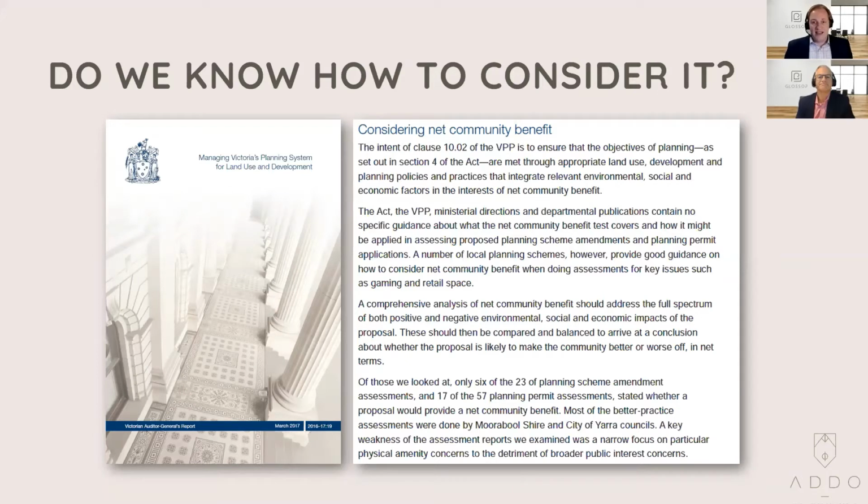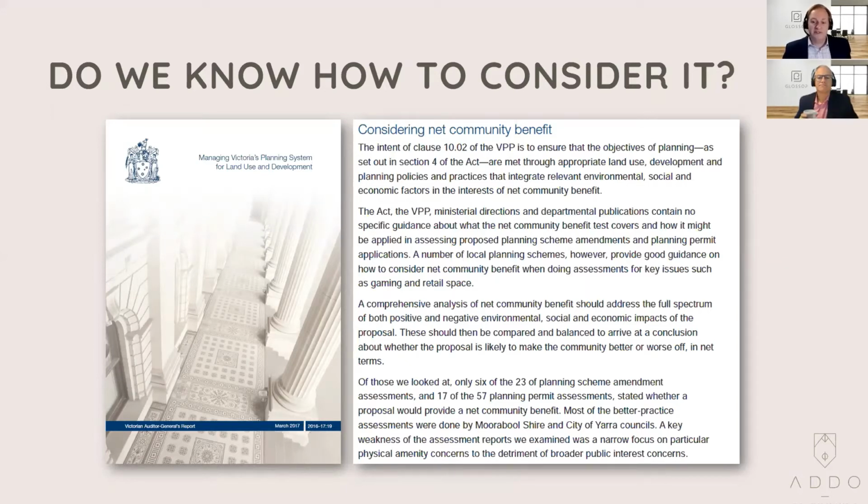I find the reflections of VAGO, the Victorian Auditor General's Office, interesting because it acknowledges that there's no specific guidance around what net community benefit is and how it might be applied in assessing amendments and applications. It does say that there is more evidence of its consideration in dealing with gaming and out-of-centre development, and certainly if you do a broad search of VCAT case law, you'll find that it's considered extensively for gaming proposals, but less so for most other proposals unless they are of state or regional significance and require a balancing of localised negative impacts, as a for instance.